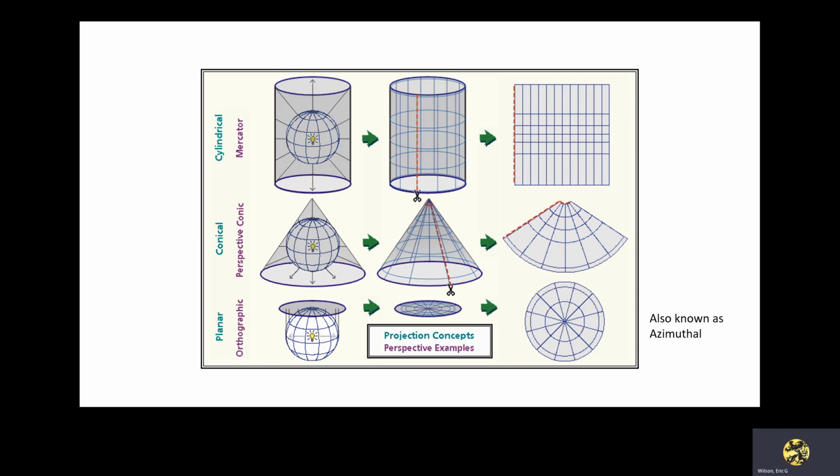In the example above, where it's not really greatly shown here, the cylinder would come in close contact with the Earth's surface around the equator. That is where you would see the best accuracy. And then in the bottom, you have what's known as an azimuthal projection, or in this one, they call it orthographic, where the plane that you're projecting onto really only touches the Earth's surface in one spot. And at that particular location, that's where the highest level of accuracy is.